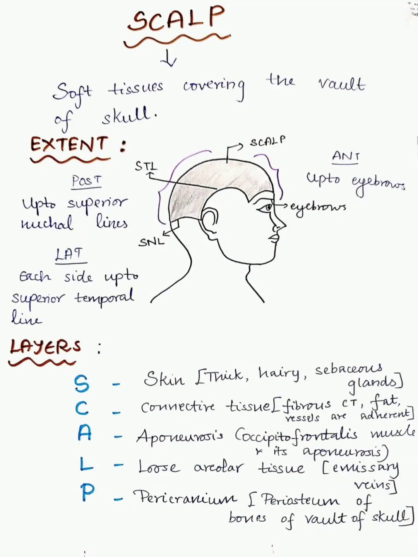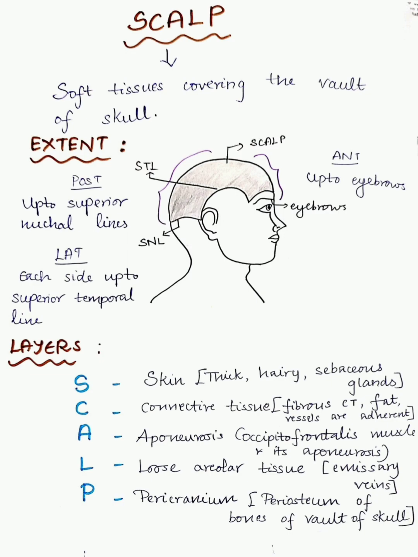Today we are going to see about scalp. So what is scalp? Scalp is the soft tissue covering the vault of skull. Next we will see the extent of the scalp. The scalp extends anteriorly up to the eyebrows and it extends posteriorly up to the superior nuchal lines. Laterally it extends each side up to the superior temporal line.